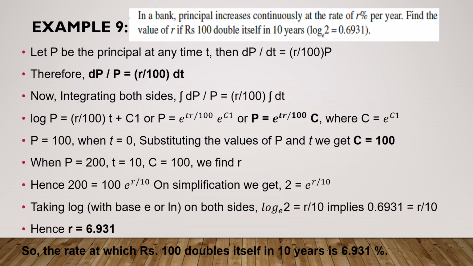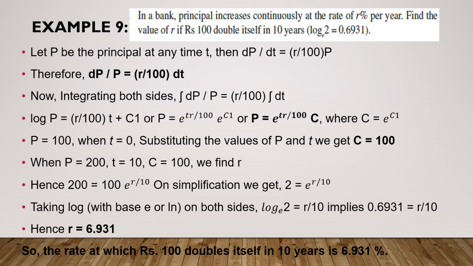Initial means when T is equal to 0. So first thing is put P is equal to 100 and T is equal to 0. When you substitute these values, you will be getting C is equal to 100. Why? Because e raised to 0 is 1. So C is equal to P, which is equal to 100. So by using this initial boundary condition, we have obtained the value of C.